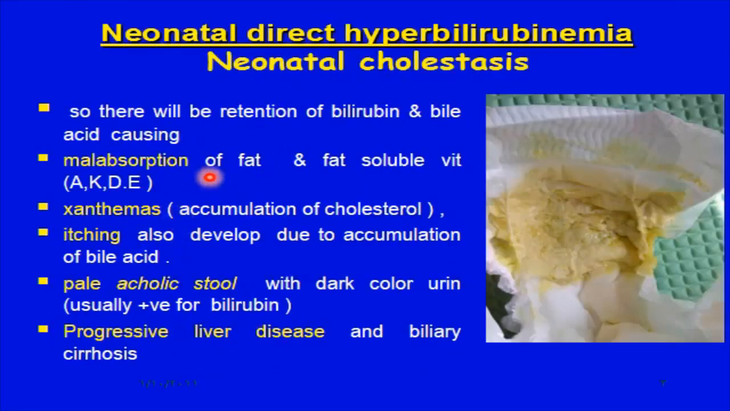So there will be retention of bilirubin and bile acid, causing malabsorption of fat and fat-soluble vitamins, which include vitamins A, K, D and E. Xanthoma due to accumulation of cholesterol. Itching also may develop due to accumulation of bile acid. Pale acholic stool, as seen in this picture. This is the pale acholic stool with dark color urine, which is usually positive for bilirubin. Also, it may be associated with progressive liver disease and biliary cirrhosis.